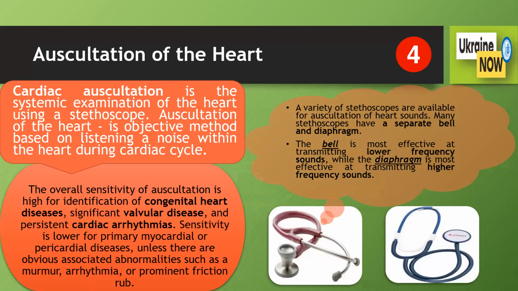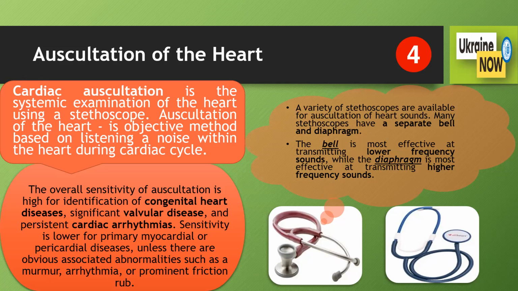Step 4 of the physical examination is auscultation of the heart. Auscultation of the heart is an objective method based on listening to noise within the heart during the cardiac cycle. Heart sounds, normal or pathological, are caused by turbulent blood flow. They include the sound of the closing heart valves.